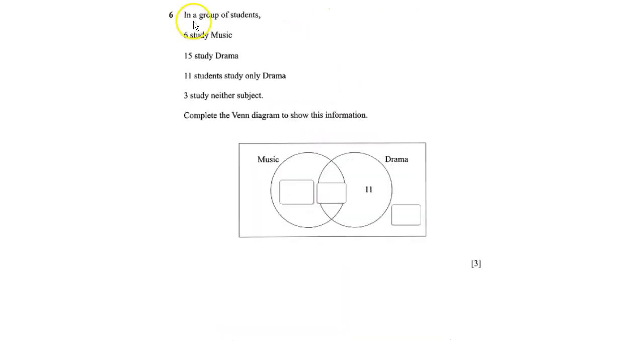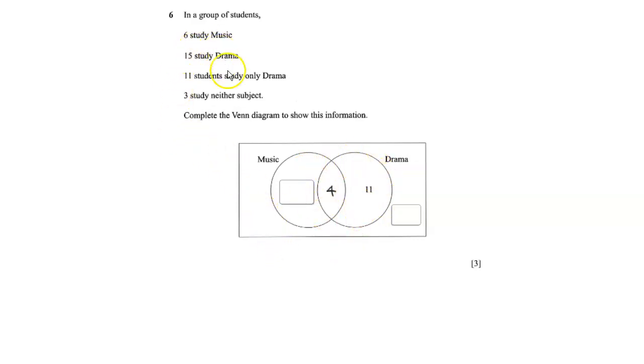So question 6, in a group of students, 6 study music, 15 study drama, 11 students study only drama, and 3 study neither subject. Complete the Venn diagram to show this information. Okay, so we have 11 students study only drama. We have it there. 15 students study drama. So if we look at the big circle here, that's drama. So in this circle, there should be 15. So we put 4 there for drama.